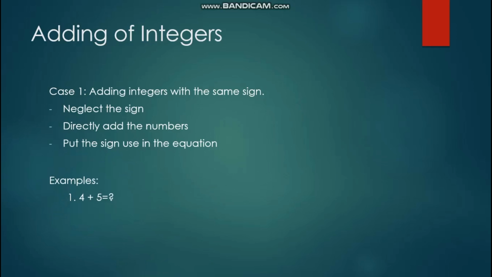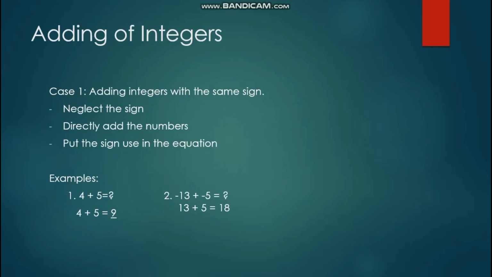First example is 4 plus 5. So basically, alam na natin agad ang sagot diyan, which is 9. Sa example number 2 natin, gagamit naman tayo ng both negative numbers. So para hindi tayo malito, ang una natin gagawin is ine-neglect natin yung sign, which is yung negative. So ang mangyayari, 13 plus 5 na lang siya. And then, apply the second rule, which is directly add the numbers. 13 plus 5 is 18.